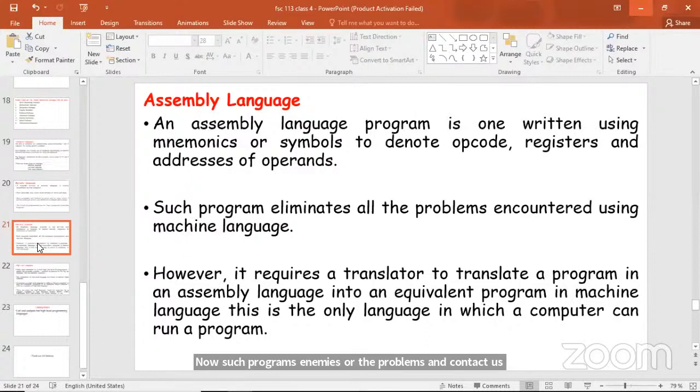Now you can see that instead of writing in zeros and ones, what we need to do now is write in simple semi-English words that, of course, you can guess the meaning. When you say sub, it may be subtract. When you say add, it should be addition. When you say move, it should be a movement command. However, it requires a translator to translate a program in assembly language into an equivalent program in machine language. That is the only language in which the computer runs the program.